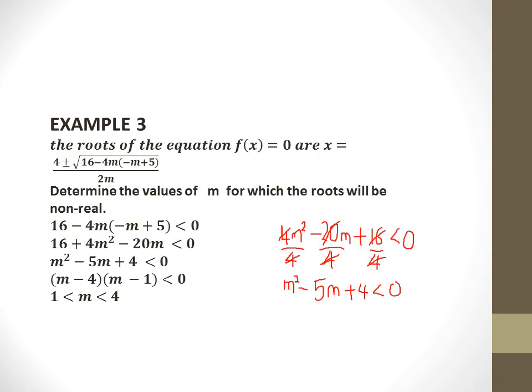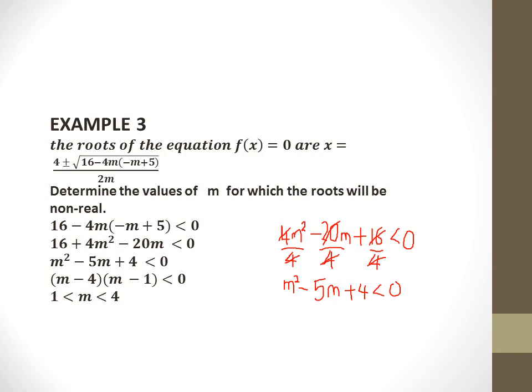The last example for today, example 3. The roots of the equation f of x equal to 0 are x is equal to 4 plus or minus square root of 16 minus 4m in a bracket negative m plus 5. So now the question says determine the values of m for which the roots will be non-real. So if the roots are non-real, meaning delta is less than 0.